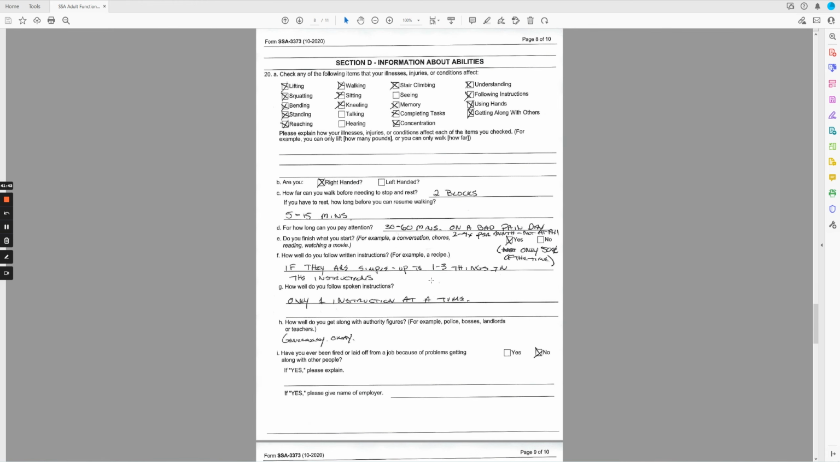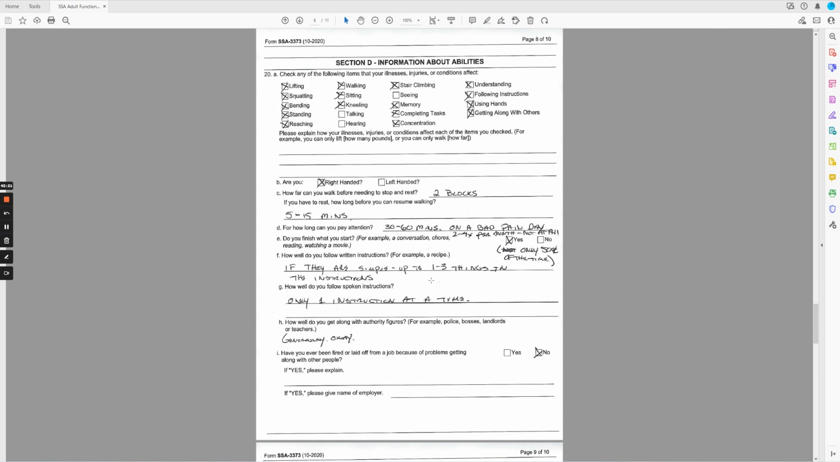Memory. We talked about the memory earlier, but how it affects my ability to remember what's on TV after 30 minutes. Completing tasks. Well, I'm in pain, so I need to sit and rest after 15 minutes. Concentration. The pain interferes with my ability to focus on balancing a checkbook. Same with following instructions and using hands. I drop items, getting along with others. We gave that example of an anger outburst. And then understanding, just how it all kind of interplays with the pain. Okay. Then the next question, are you right or left-handed?